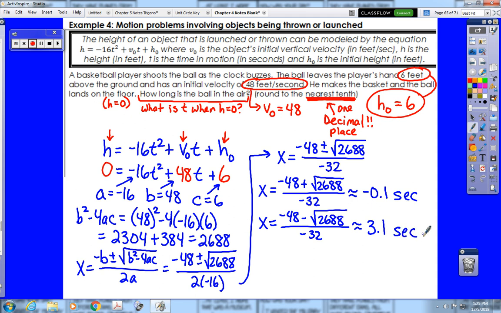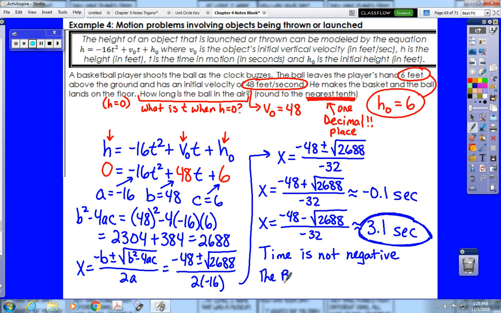Now this is where we have to consider the context of the problem. In this problem, when the player shoots the basketball, it's already 6 feet off the ground. So the reason that this one is here is if we graph the entire parabola, it has an x-intercept on the negative side of the y-axis. So that's not within the context of this problem. The domain of this problem is only positive time. Time in this context is not negative, which means we are not using our negative answer. The answer we are using is 3.1 seconds.